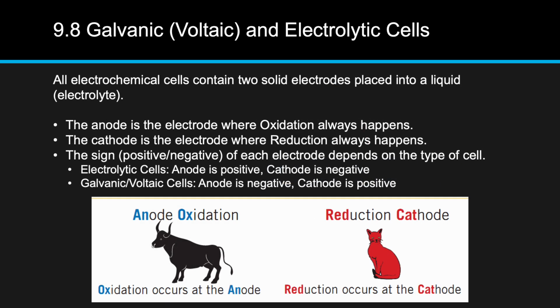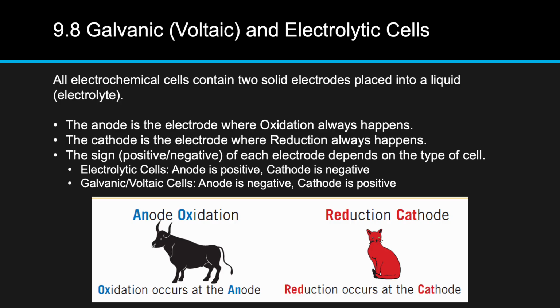All right, so quick review of all of that. Both electrochemical cells are going to contain two solid electrodes. They're going to have the anode and the cathode. Remember, the anode is always where oxidation occurs, and the cathode is always where reduction occurs. And you can remember that with the mnemonic "An Ox and a Red Cat."